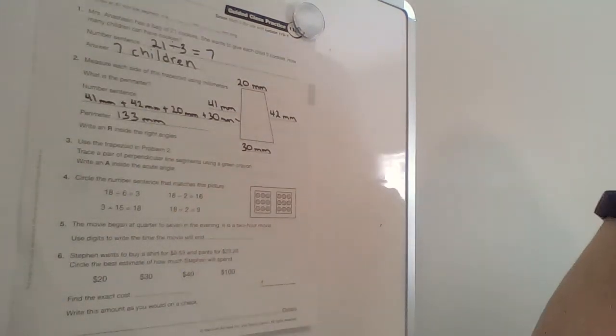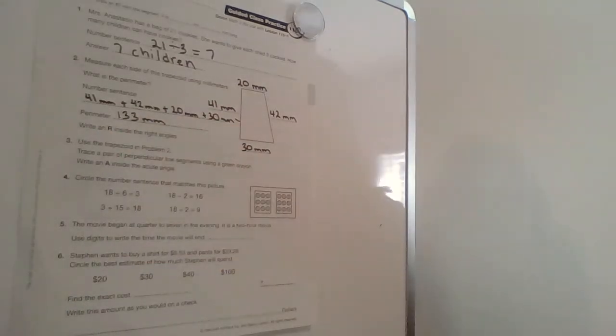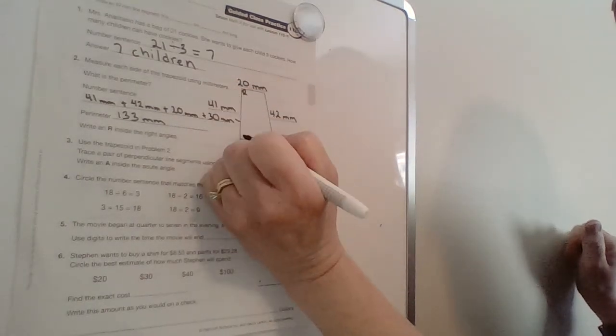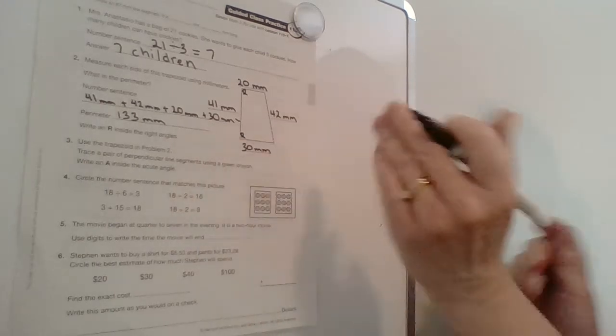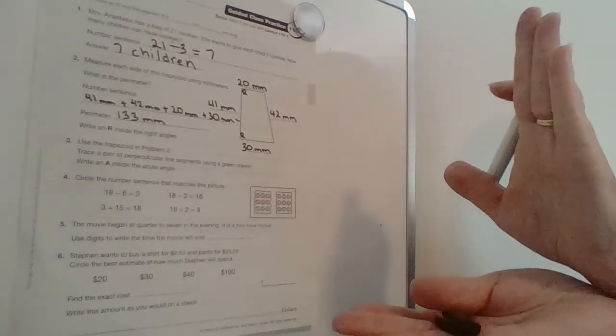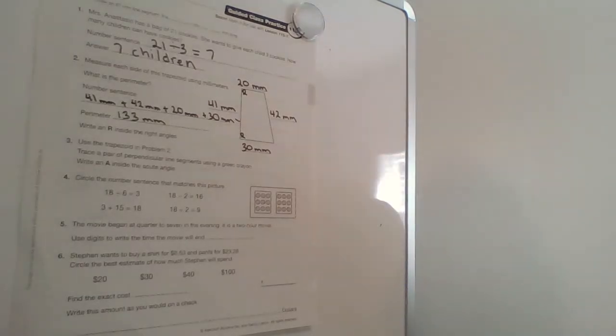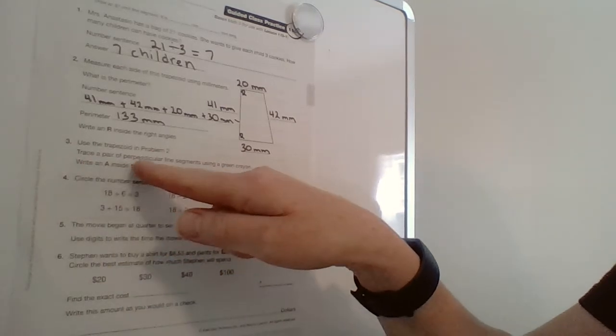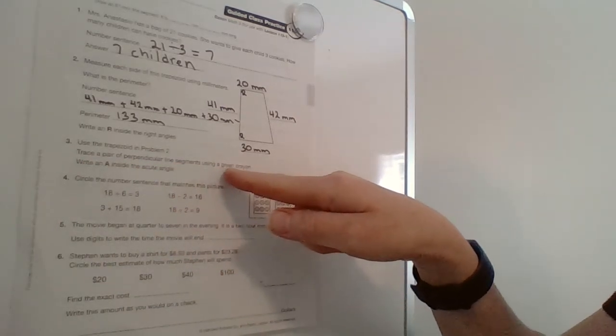Okay, for step 3, it says write an R inside the right angles. All right, so we talked about that. So we know that the right angle is going to be, there's one up here and there's one up here, right angles. All right, so use the trapezoid in problem 2. Trace a pair of perpendicular line segments using a green crayon. Write an A inside the acute triangle. Okay, perpendicular.